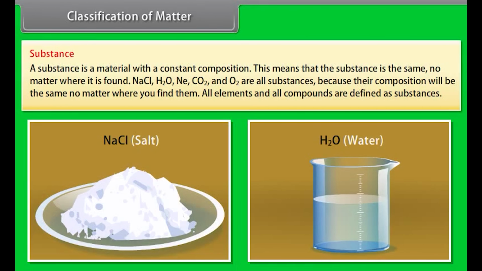Substance. A substance is a material with a constant composition. This means that the substance is the same no matter where it is found. NaCl, H2O, Ne, CO2 and O2 are all substances because their composition will be the same no matter where you find them. All elements and all compounds are defined as substances.